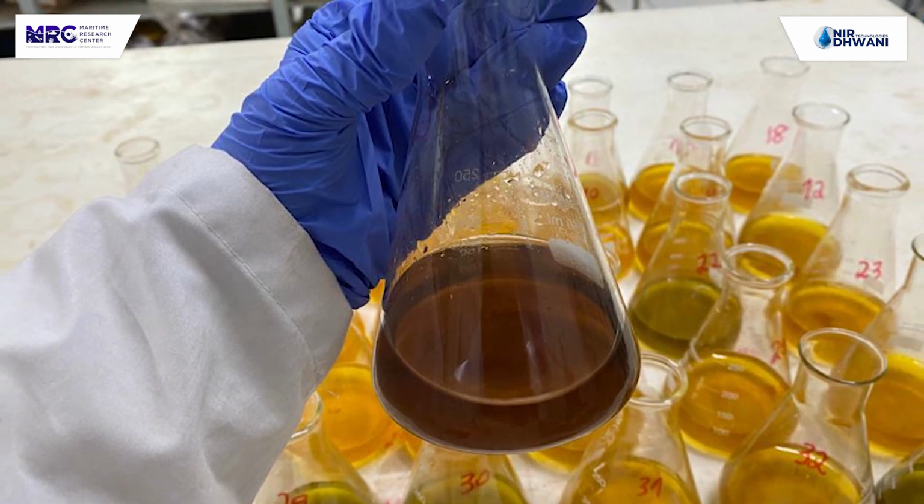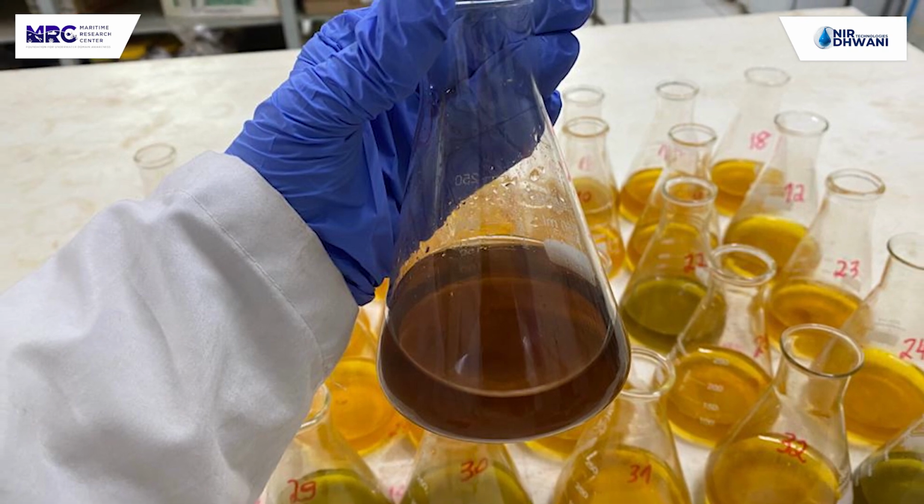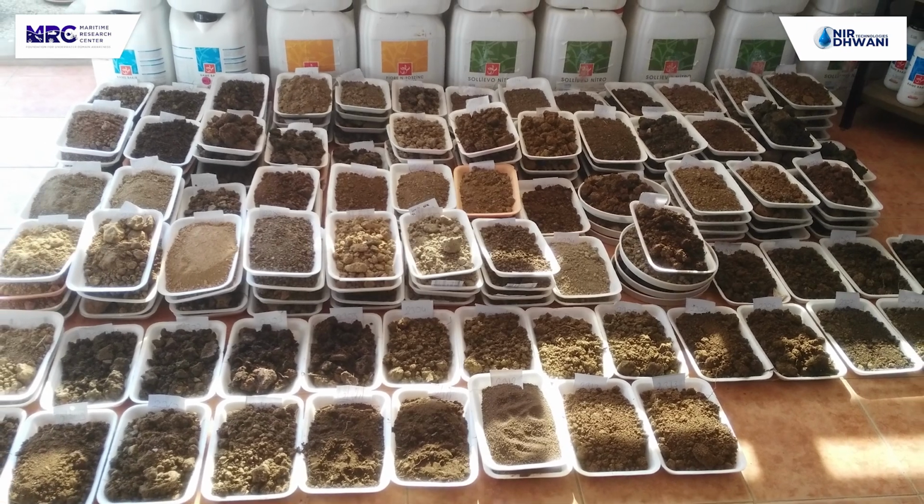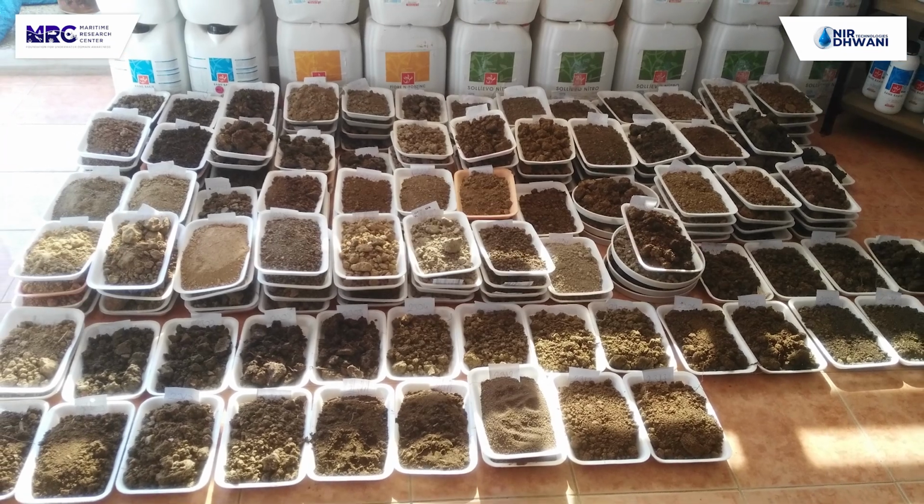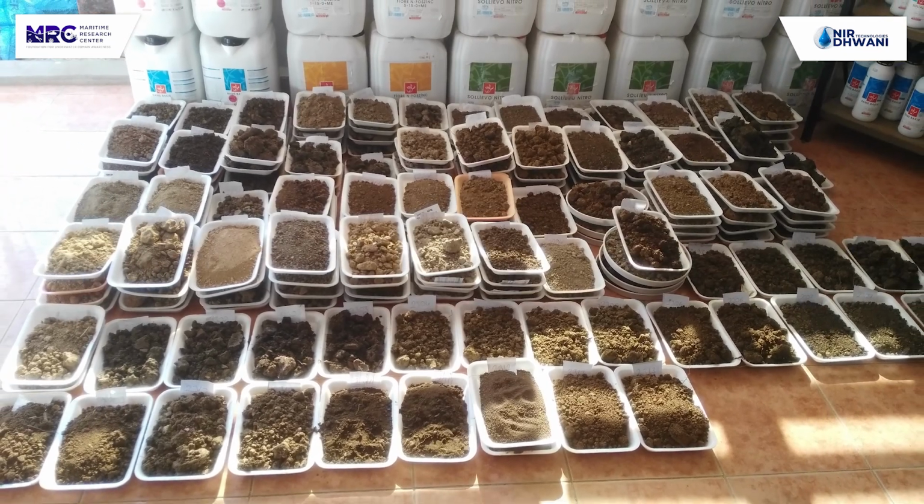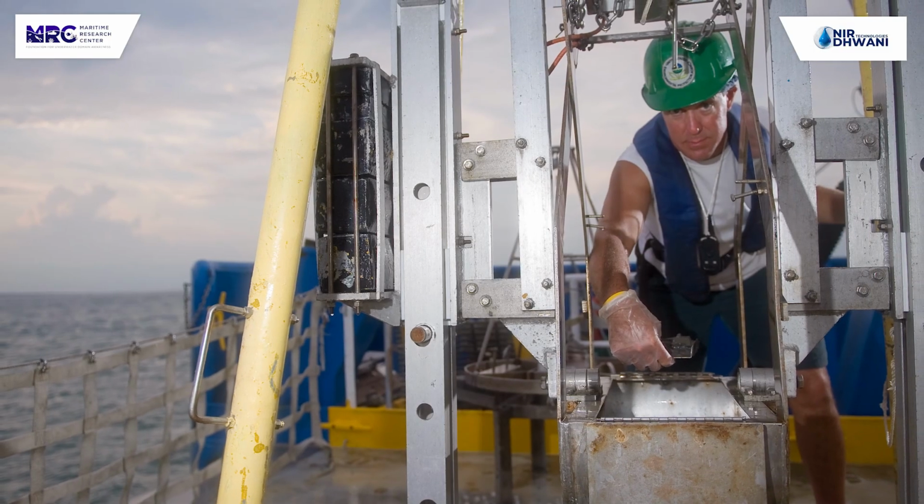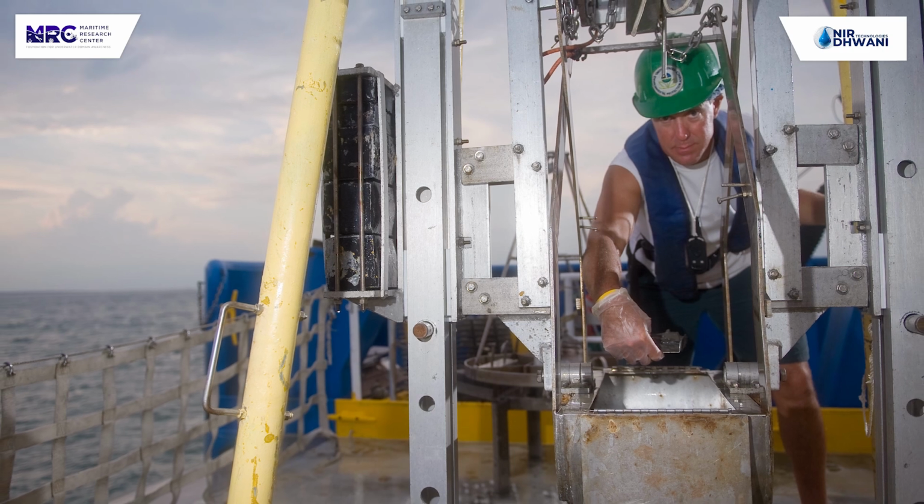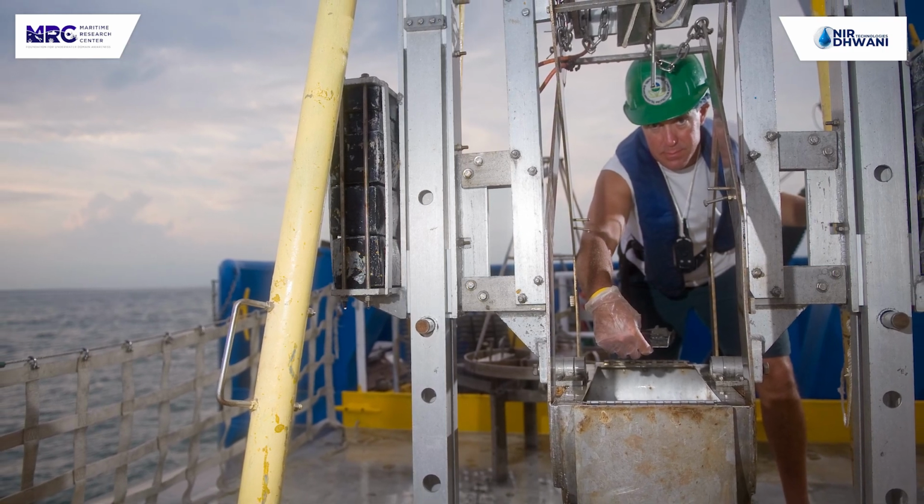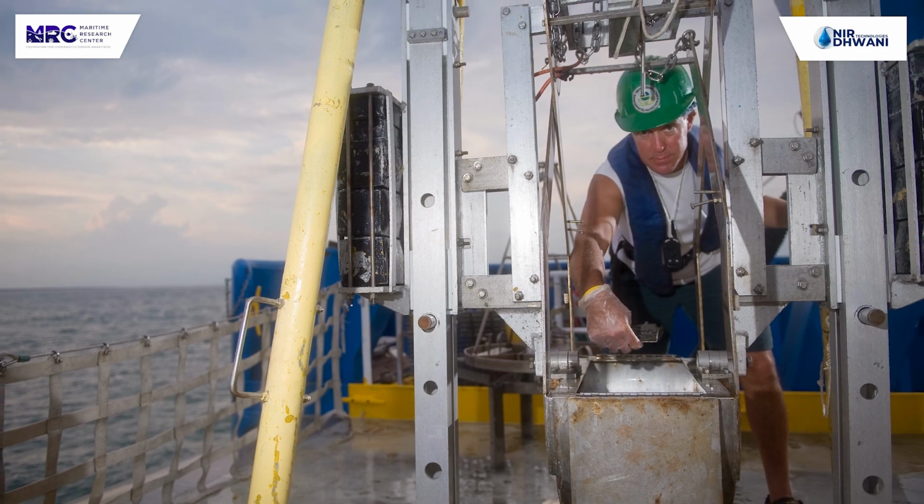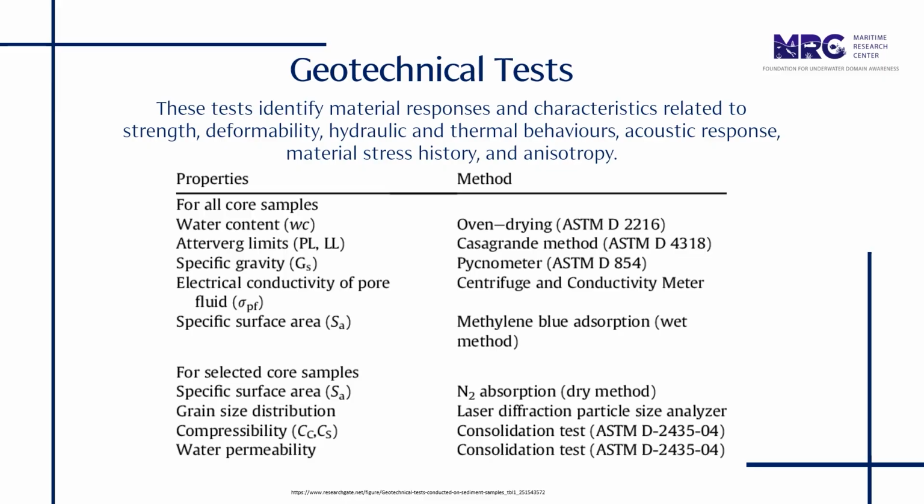Now, various tests are done to identify the material responses and characteristics related to strength, deformability, and hydraulic and thermal behaviors. Techniques like particle size analysis and laser diffraction particle size analyzers are also employed to analyze the grain size distribution in the sediment sample. Additional tests determine the permeability, specific gravity of solids, porosity, void ratio, moisture content, and the various Atterberg limits. So as you can see, these are the various properties and geotechnical tests that are conducted on this specific sediment sample to retrieve its geotechnical properties.